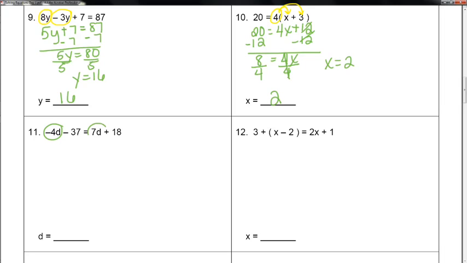Notice my d's are on opposite sides. I'm going to add 4d to both sides. -37 is equal to 11d plus 18. I'm going to subtract 18 from both sides. 11d is equal to -55. I'm going to divide both sides by 11. D is equal to -5.